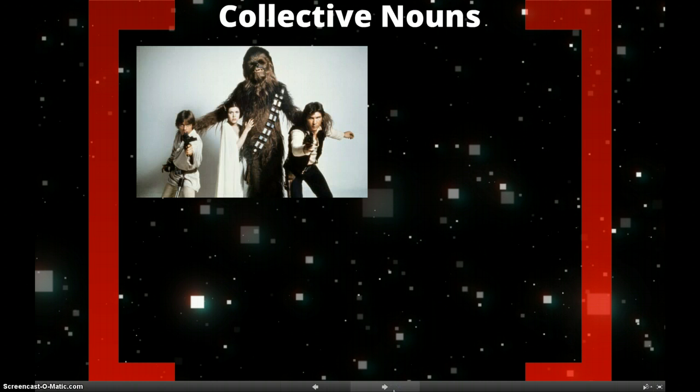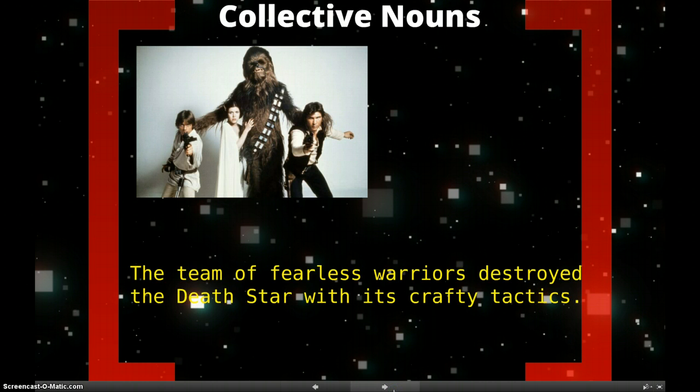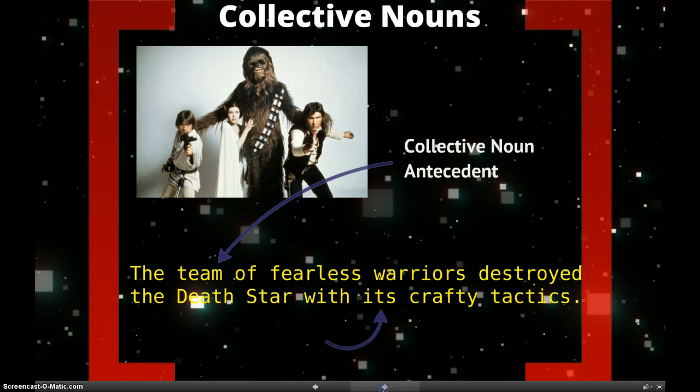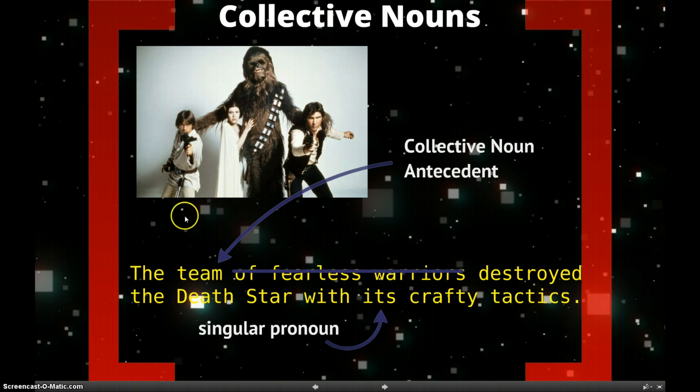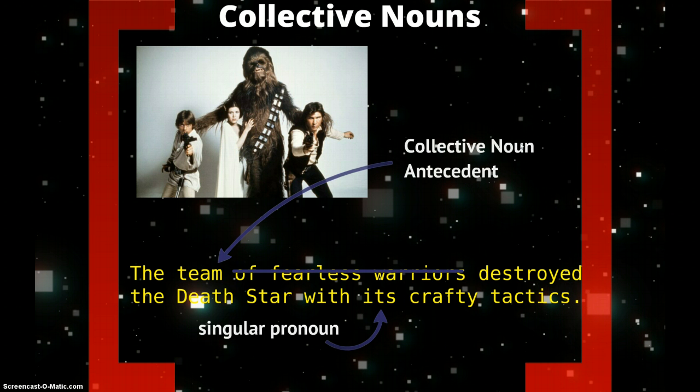Now, collective nouns. The team of fearless warriors destroyed the Death Star with its crafty tactics. This one can be tricky too. Just like with subject-verb agreement, you have a collective noun antecedent. Team is one team. Even though we have fearless warriors, which is plural, we have one team that we're referring to, so we have to have a singular pronoun, its, referring to the team. You can basically cross out this prepositional phrase: the team destroyed the Death Star with its crafty tactics. That would help you. So there's an example of a collective noun and an interrupter getting in the way of making sure that you know that the singular collective noun needs to have a singular pronoun. Remember that a collective noun from the last video is a noun that refers to several different people or things, but is singular in meaning.